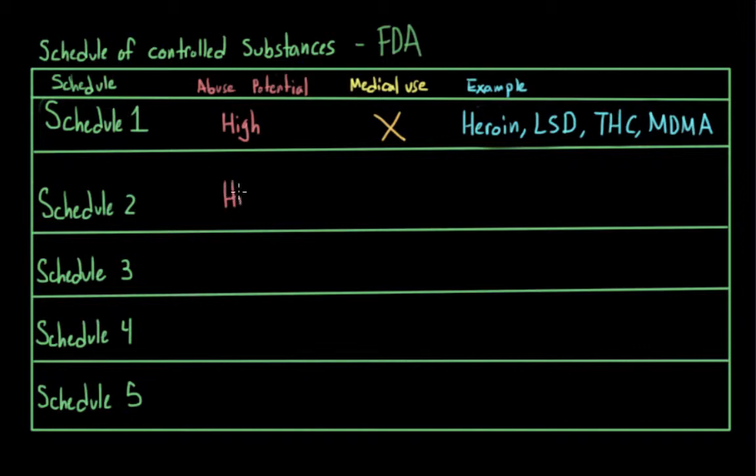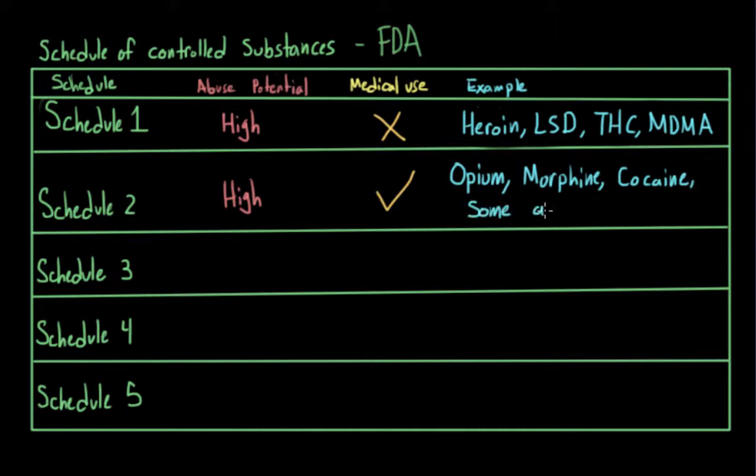Schedule 2 drugs are drugs with a high potential for abuse that have some accepted medical uses. This would include opium, morphine, cocaine, and other drugs within the opiate class. It also includes some prescription drugs like Demerol and some amphetamines, including Ritalin, which is prescribed for ADD. And so some, but certainly not all, of these drugs can be made available with a prescription.